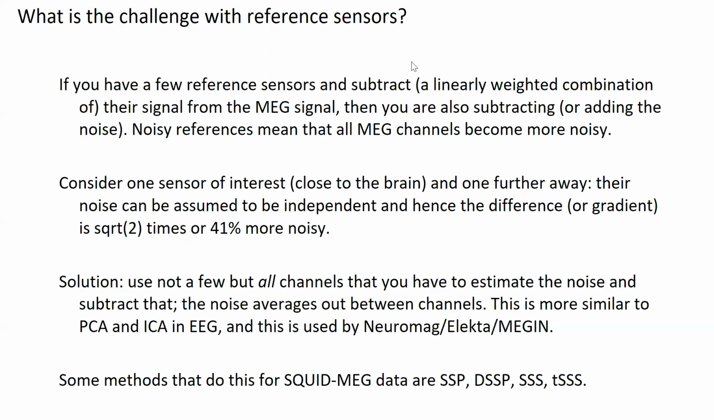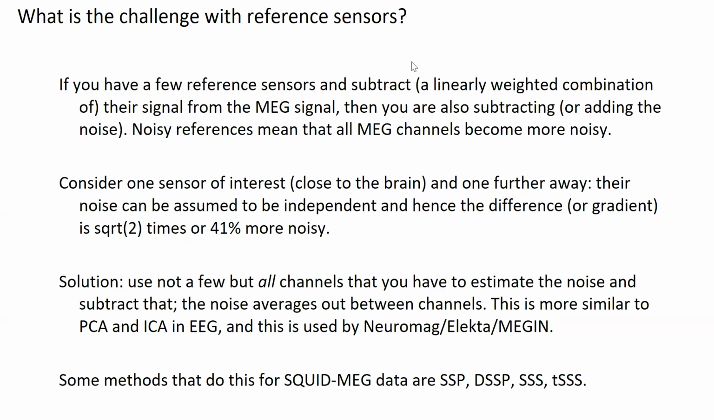Another solution that is actually widely used is not to use a few sensors for the reference subtraction, but to use all the channels that you have to estimate the noise and to subtract that. The advantage is that the noise averages out between all the sensors that you're including to estimate the noise. And this is actually more similar to PCA and ICA in EEG. This is also what is used by the NeuroMag Electro MEG system if you're doing SSS.